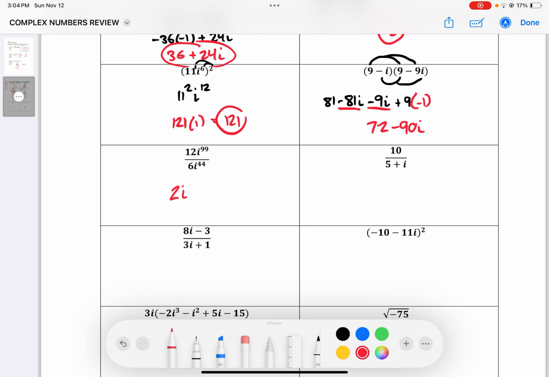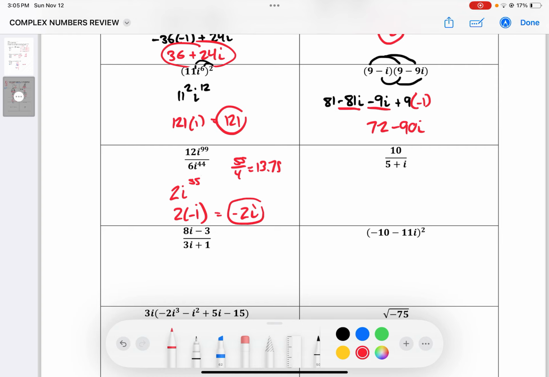99 minus 44 is 55. So 2i to the power of 55. Once again, we cannot have any powers above 1 in our i's because that is not fully simplified. So we'll take 55 divided by 4, and that is 13.75, which means this is really negative i, which is negative 2i. And that is our final answer.